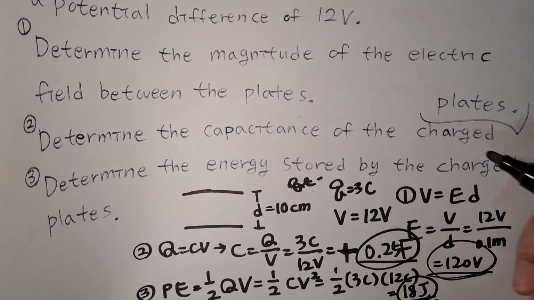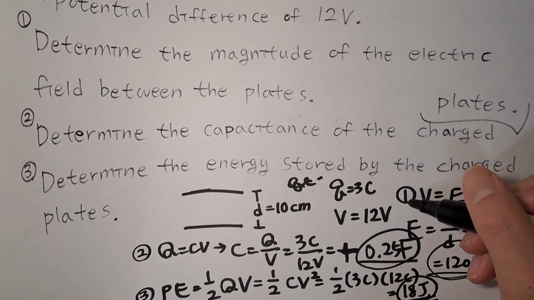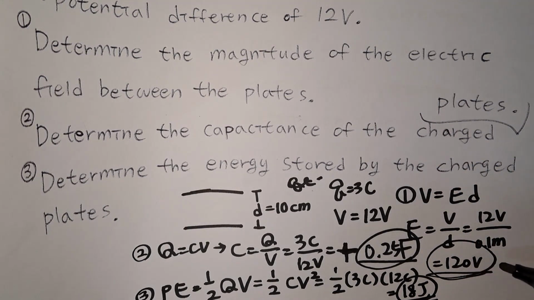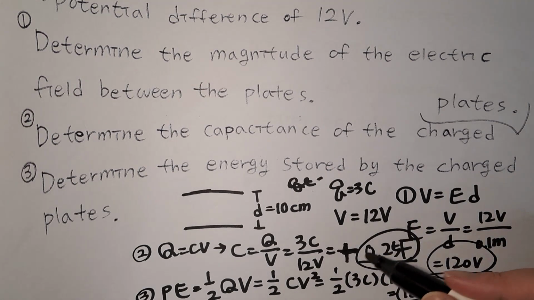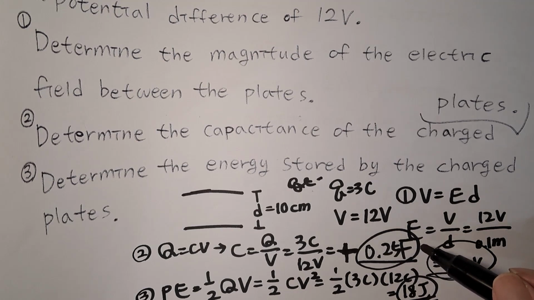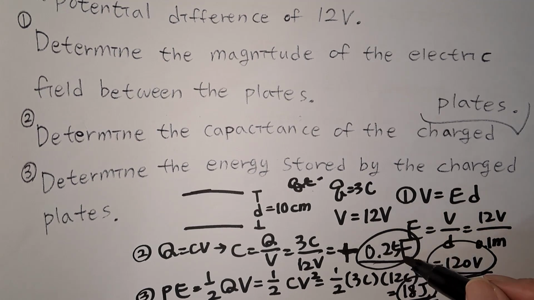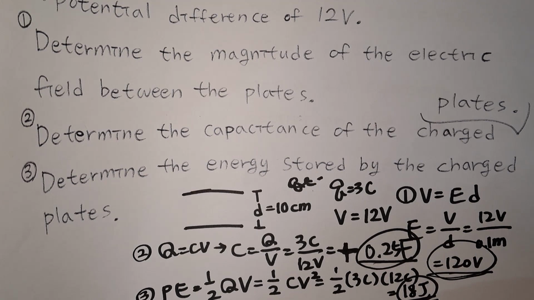And so the answer of the first question is going to be 120 volt, and you can find 0.5 farad as the answer of the second question. And the final answer of the third question is going to be 18 joules.